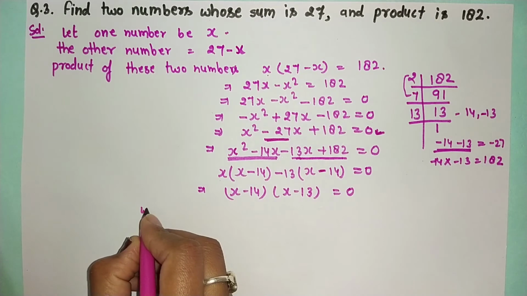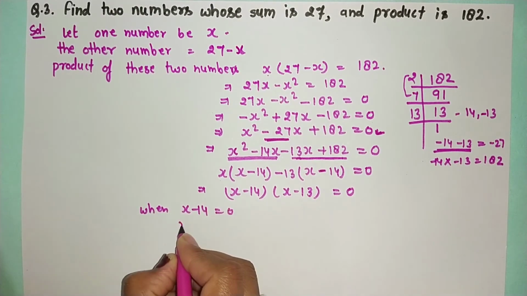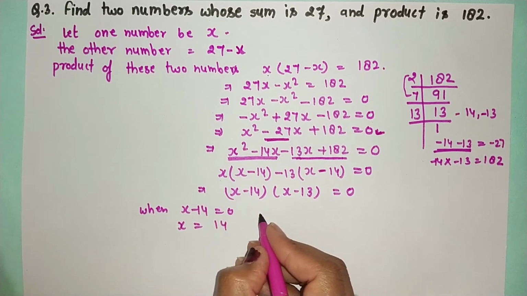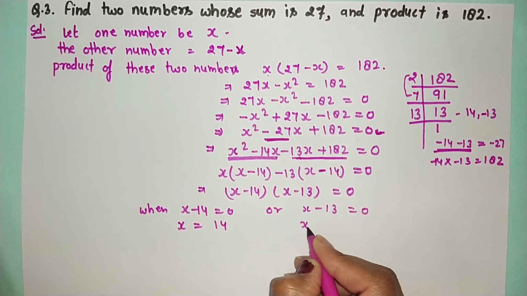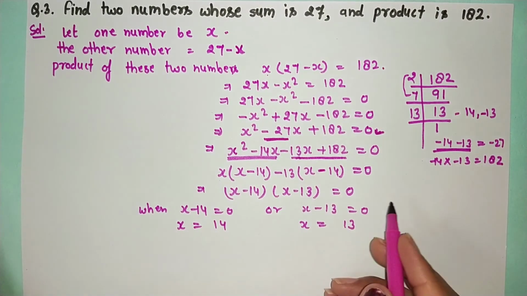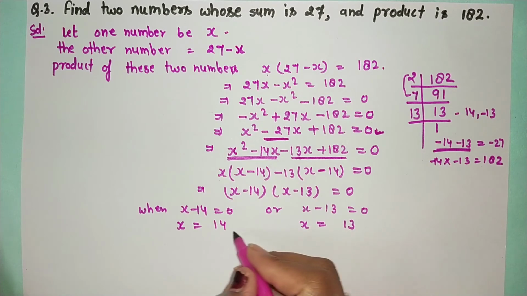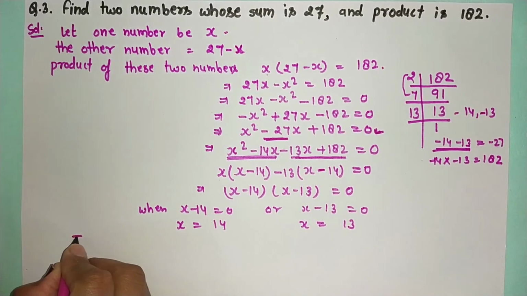When x minus 14 equal to 0, then x equals 14. Or when x minus 13 equal to 0, then x equals 13. Therefore, one number will be 14 or 13.